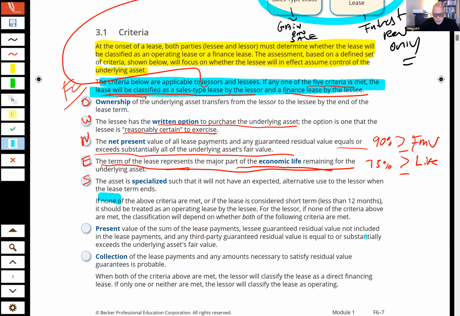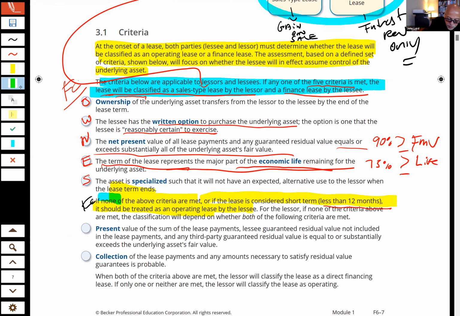Okay, now, if none of the criteria are met, or the lease is considered short-term, which is defined as less than 12 months, then it will be treated as an operating lease. Remember, these were the criteria for what? For a finance lease. It will be treated as an operating lease by the lessee. Flashcard that's for the lessee, okay?